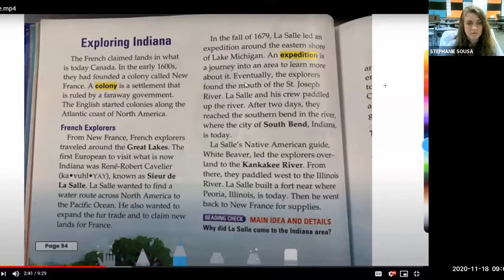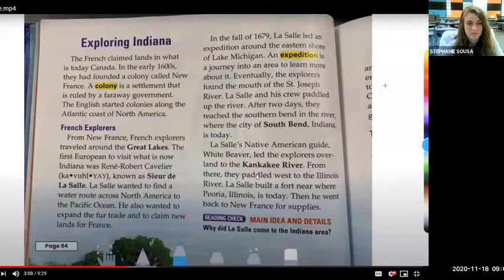Eventually, the explorers found the mouth of the St. Joseph River. La Salle and his crew paddled up the river. After 2 days, they reached the southern bend in the river where the city of South Bend, Indiana, is today. La Salle's Native American guide, White Beaver, led the explorers overland to the Kankakee River.